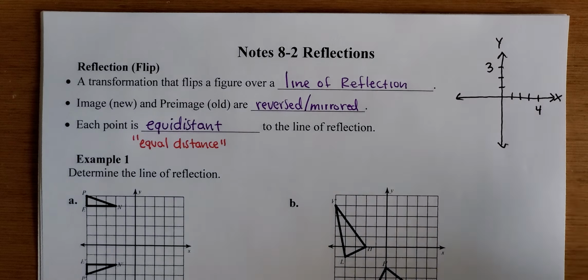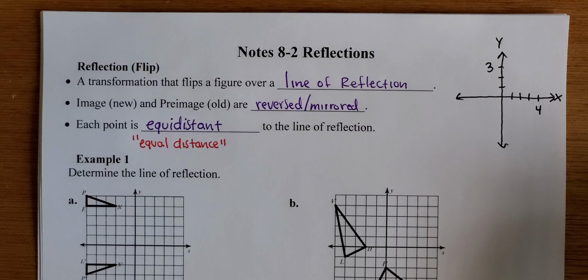Hello everyone, in this lesson we are going to continue our study of transformations. So in the previous lesson you learned how to do translations. In this lesson you're going to learn how to do reflections. Okay, and reflection is just a flip. So this is a transformation that flips a figure over a line of reflection.